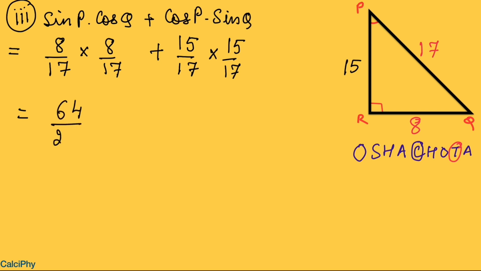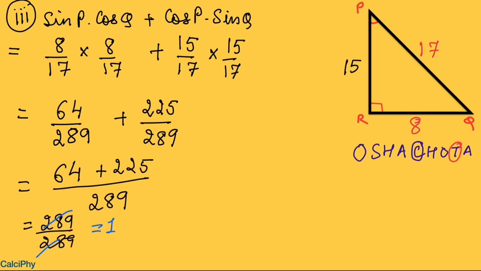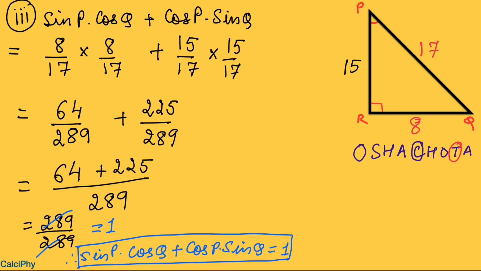So, we get here 64 upon 289 plus 225 upon 289. On further simplification, we get 289 upon 289, which is 1. Therefore, sin P cos Q plus cos P sin Q is equal to 1. Now, you can confidently solve the sums involving these ratios.